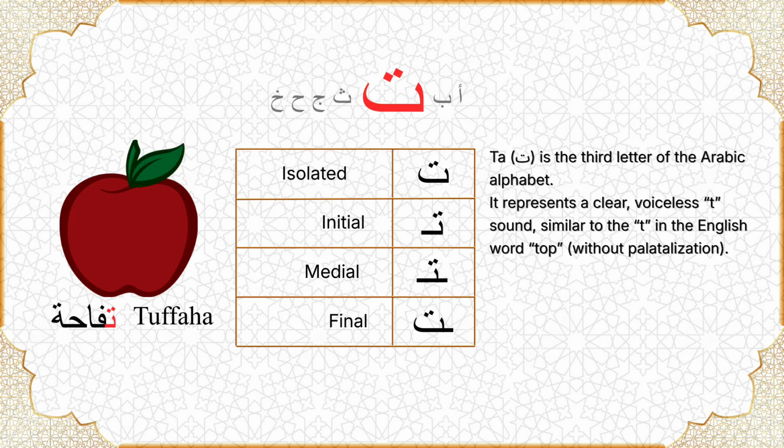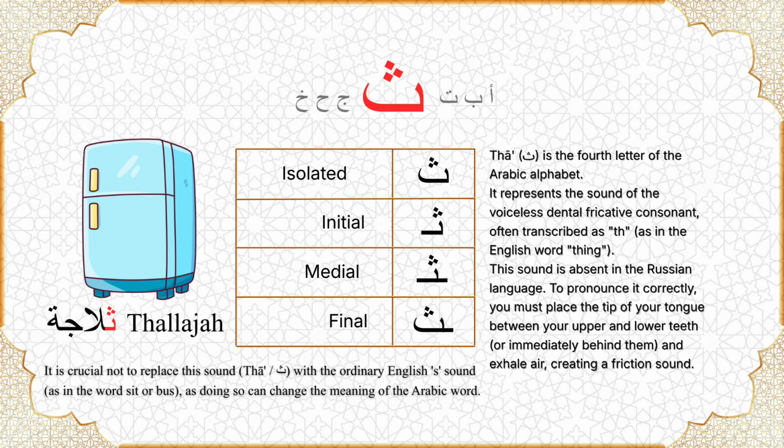The third letter is ta. It belongs to the same family shape as ba, but instead of a dot below, it has 2 dots on top. It represents a clear T sound, similar to the T in the English word top. Just like ba, when you write it at the start of a word, the shape simplifies, but the 2 dots remain on top.